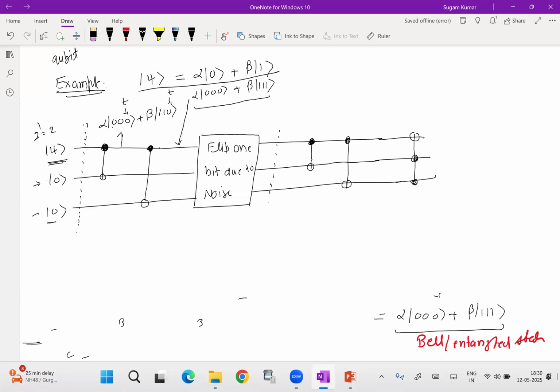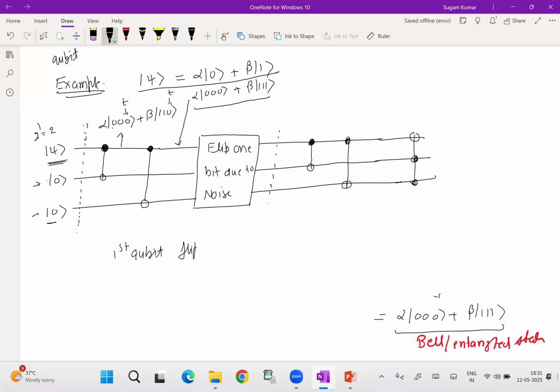Now see, we have some noise in the system, some noise is going to happen. So imagine that some noise is going to cause a flip in the spin. Just imagine you are very unlucky and the first qubit flipped. So because of noise, let us say due to noise, the first qubit flipped.